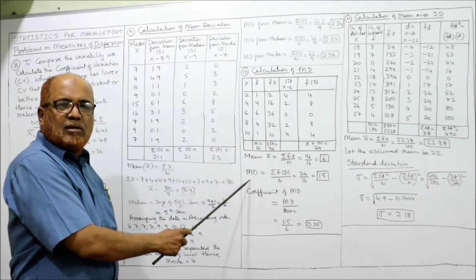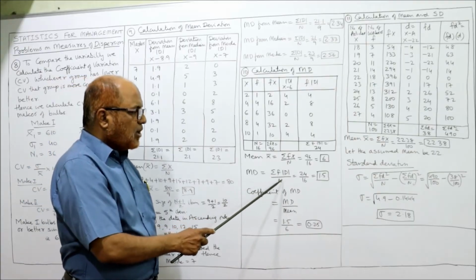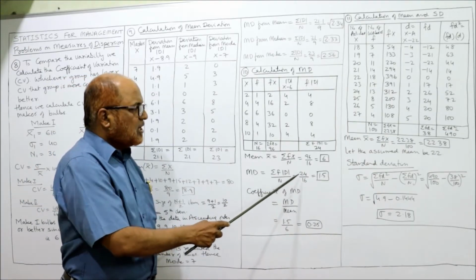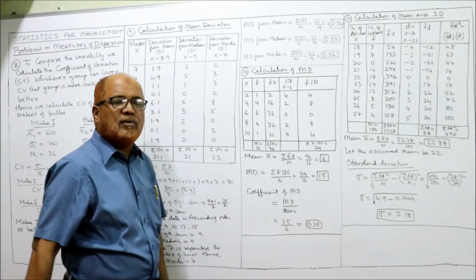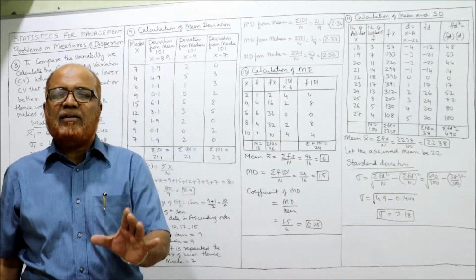Now mean deviation. Formula is summation f mod d by n. Summation f mod d is 24, n is 16. 24 by 16, 1.5. So we got the mean deviation.